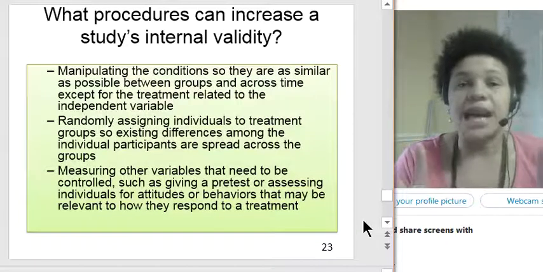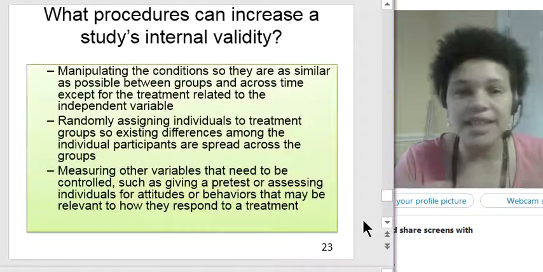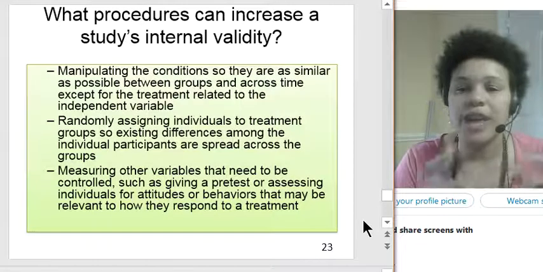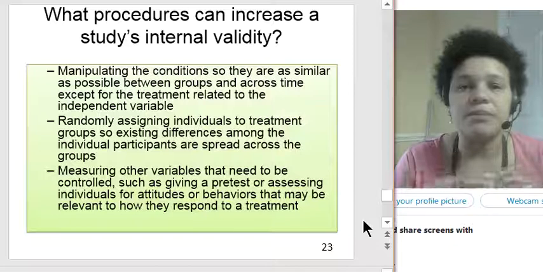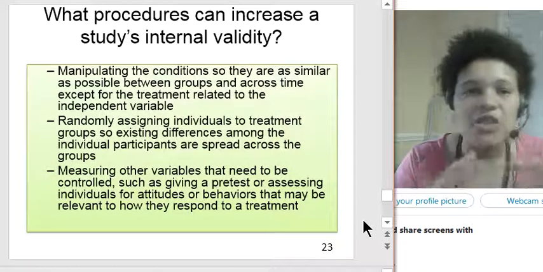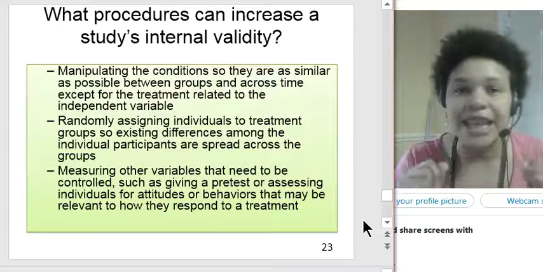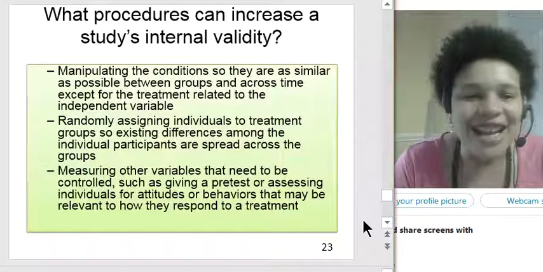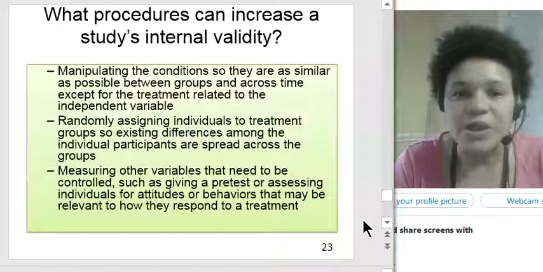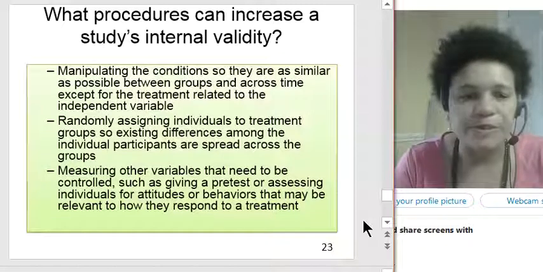Randomly assigning individuals to groups. Again, that random assignment is to help control for the variation that normally exists in a population, so that we get some men and some women in each group. We get just people who have different backgrounds, a sprinkling of everybody in each group is our goal. And this way, existing differences among individual participants are spread across groups.